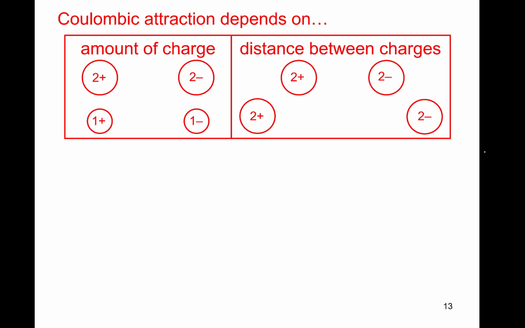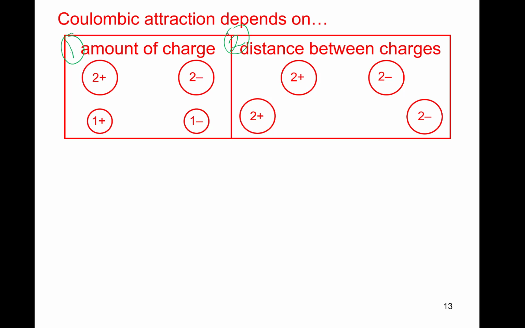Coulombic attraction depends on 2 things. It will depend on the amount of charge and the distance between the charges. So those two things. Now this might sound familiar to you, to universal gravitation, which you talked about last year in conceptual physics probably, where we said that gravity will depend on the mass of two objects and how far apart they are from each other.